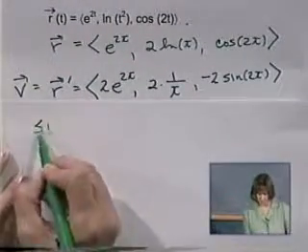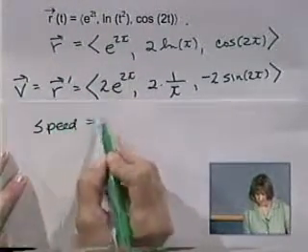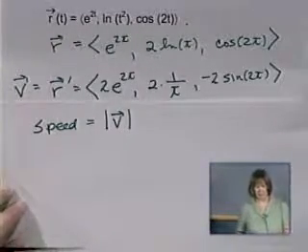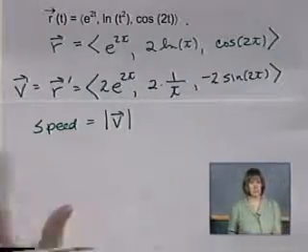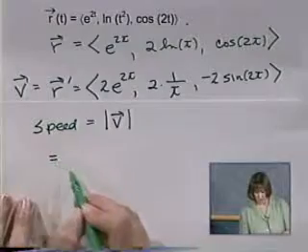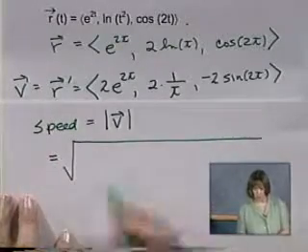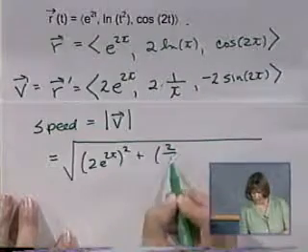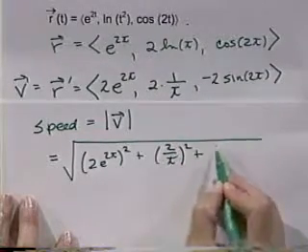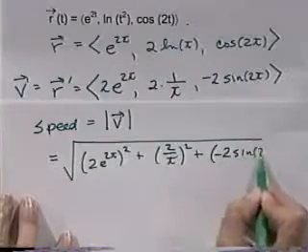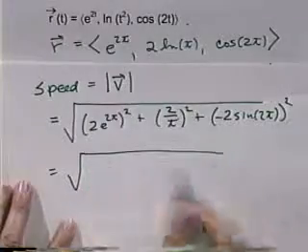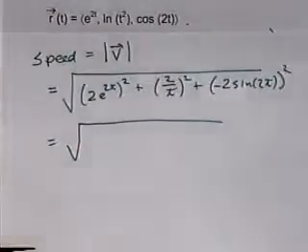Speed is the magnitude of the velocity vector. Notice they're not asking me to get the speed at any particular time, so I'm going to write the speed in terms of time. It's going to be the magnitude of this vector. So to find the magnitude of a vector, you just take the square root of the x component squared plus the y component squared plus the z component squared.